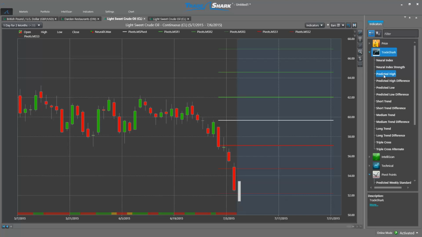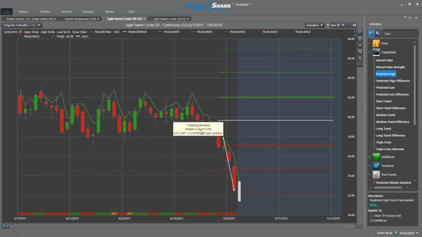If we utilize TradeShark's predicted high, we can once again see how effective these tools can be. A trader could easily put in a sell order at the predicted high, having all of the predictive tools signaling the market should move lower. In just 3 days, the market moved down 9.2%, over $5,000 per contract.